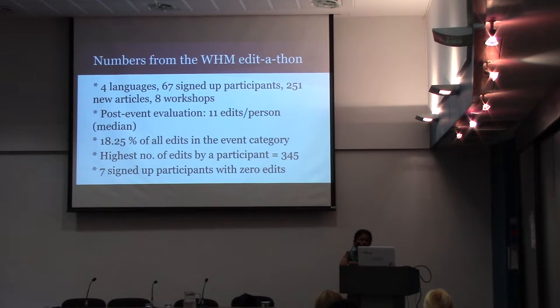After the event, we took the list of signed up participants, created a list showing the number of edits each participant made during the event, and compared it with their monthly average edits. We found that the median number of edits was 11 edits per person more during the event than their monthly average, which I think is good news. It's the median because we have a really fluctuating graph. The highest was around 300 to 350 edits and the lowest was 0, so the median was around 11 edits.